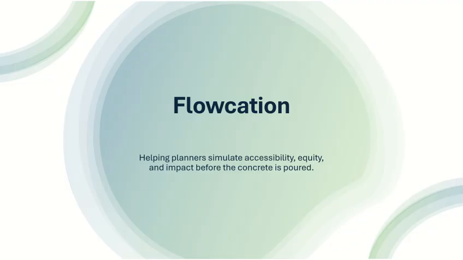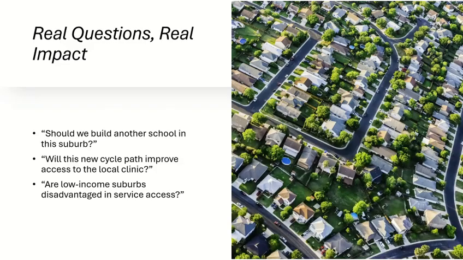So as city planners, we need to understand how infrastructure changes affect accessibility and equity across neighborhoods. How can urban planners answer these questions? The answer: they'd need to see the ripple effects. But how? The answer is Flowcation.